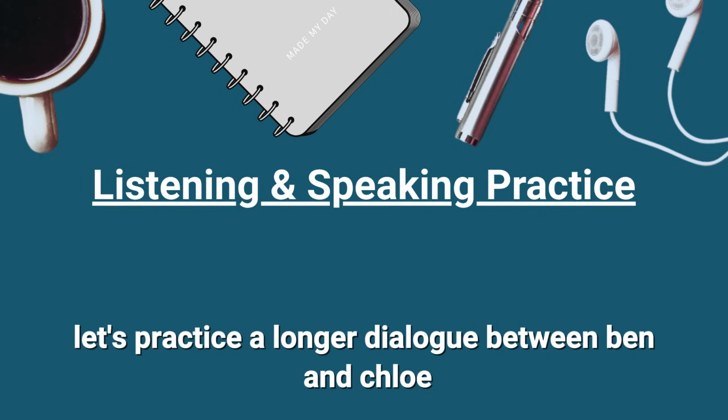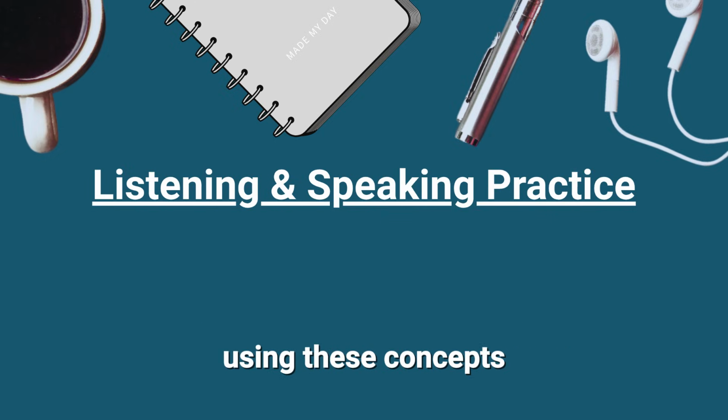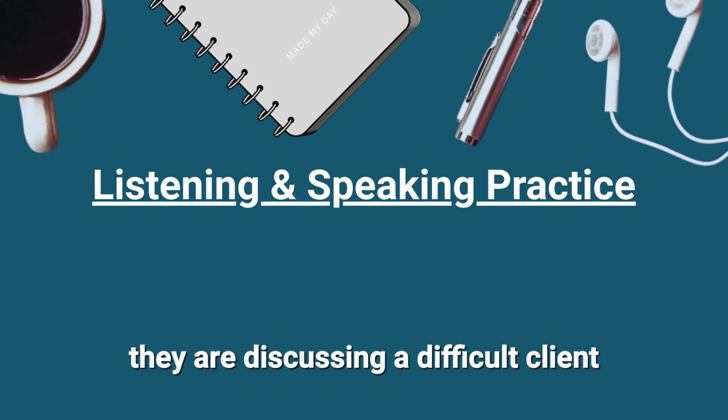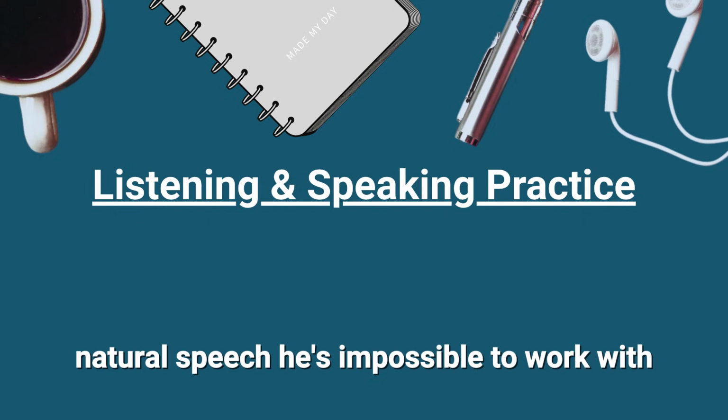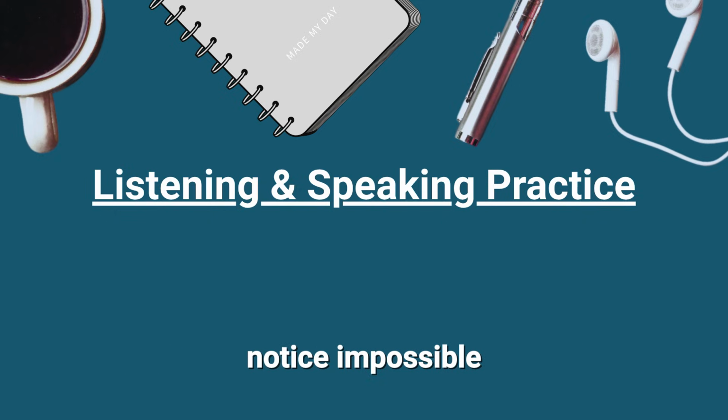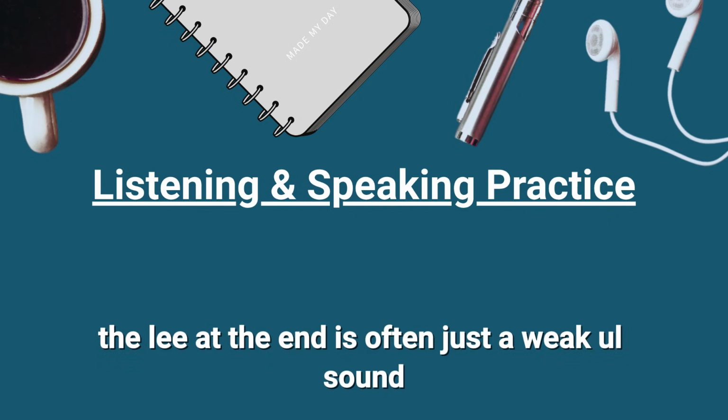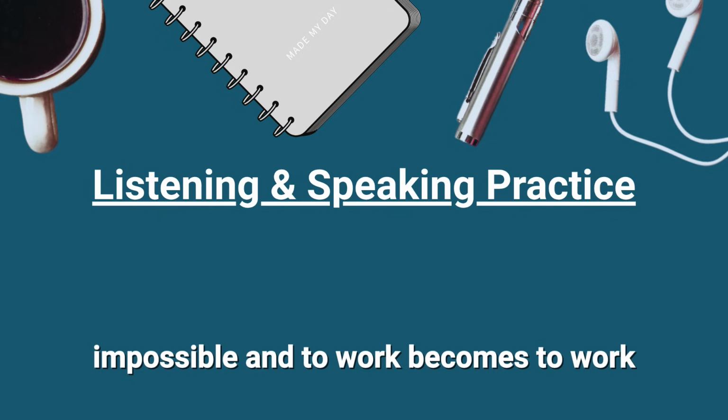Let's practice a longer dialogue between Ben and Chloe using these concepts. They are discussing a difficult client. Ben says he is impossible to work with. Natural speech: "He's impossible to work with." Notice "impossible." The "ble" at the end is often just a weak "ul" sound. "Impossible." And "to work" becomes "ta work."